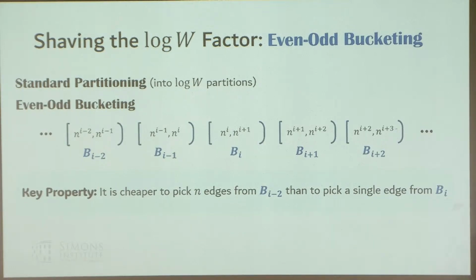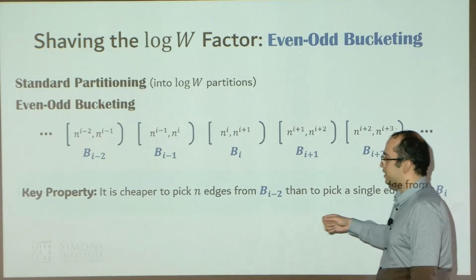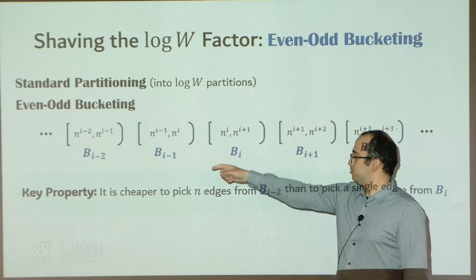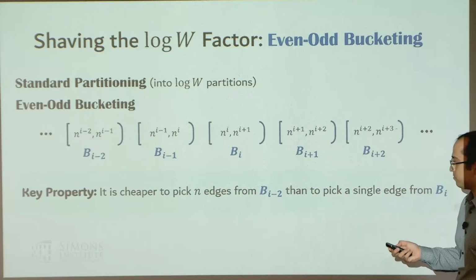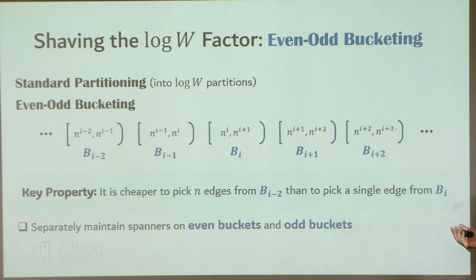So why is it useful? The key property is that now it's cheaper to pick n edges from B_{i-2} than to pick a single edge from B_i. That's a very useful property for us. And it actually leads us to try to solve the problem separately on even buckets and odd buckets, because then I will have this property for all buckets that I'm considering.